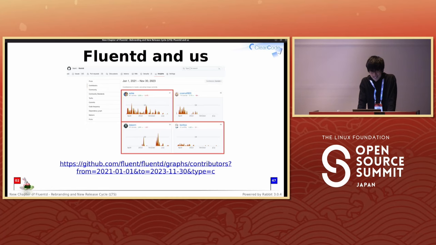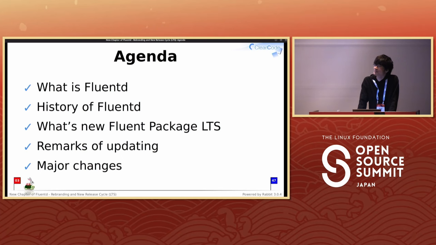So here is the agenda of our talk. The first topic is, what is Fluentd? The second topic is the history of Fluentd: how Fluentd was developed, and how the Fluent package was born. The third topic is what the new Fluent package LTS is. We released the new package, Fluent package, this year, and we're going to explain it in detail.